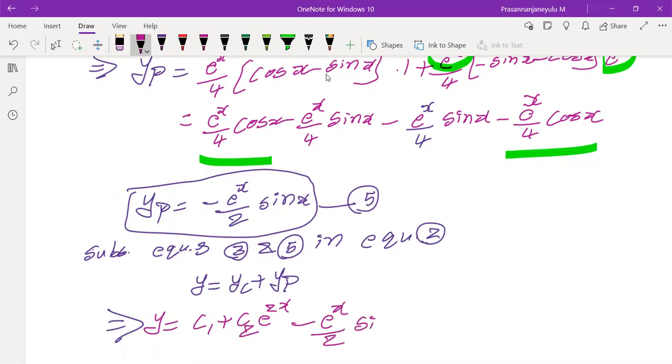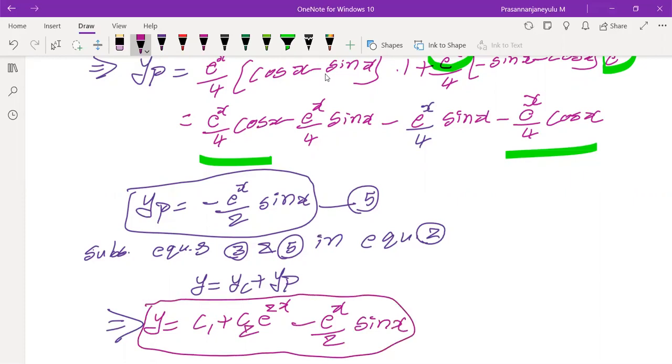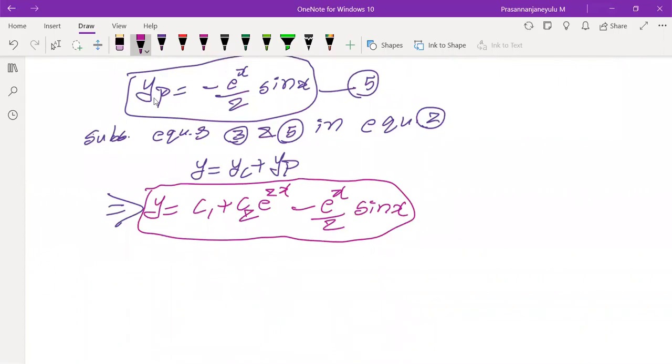In the previous problem also, I did not do the simplification like this in yp, so you got a little bit more number of terms. I think exactly, in the second problem, this is the general solution of the given differential equation.